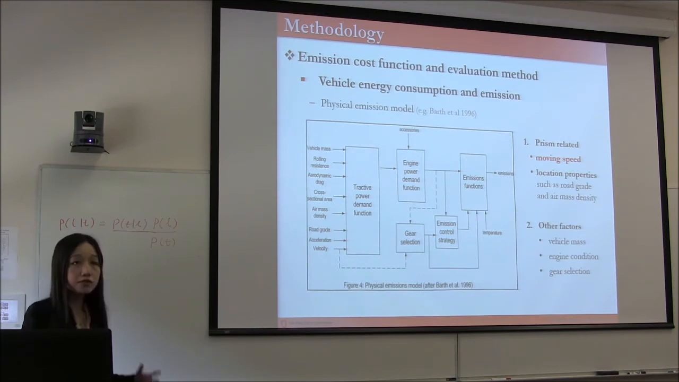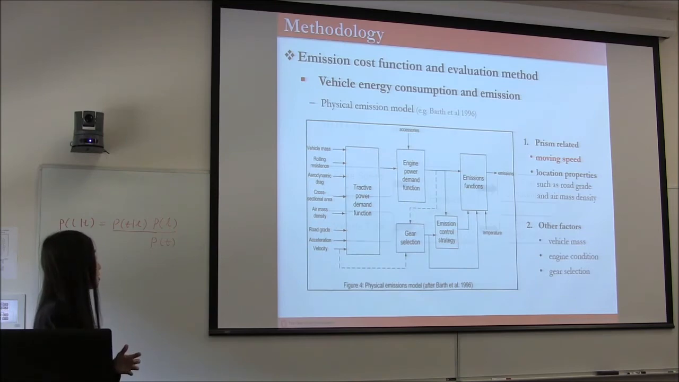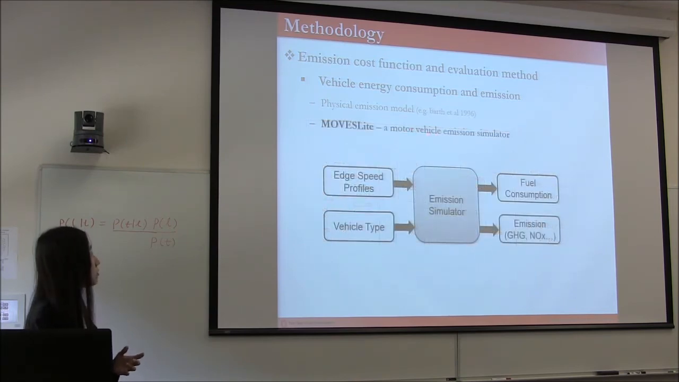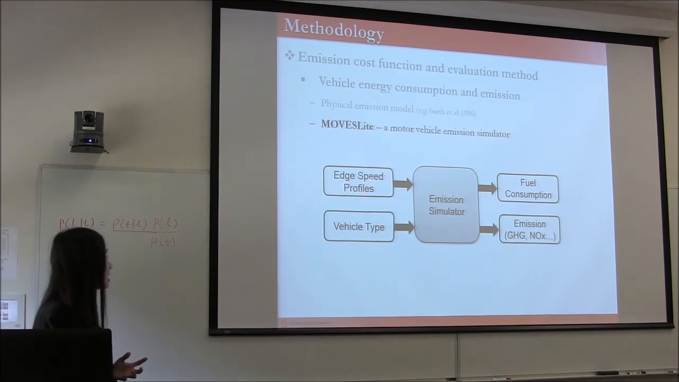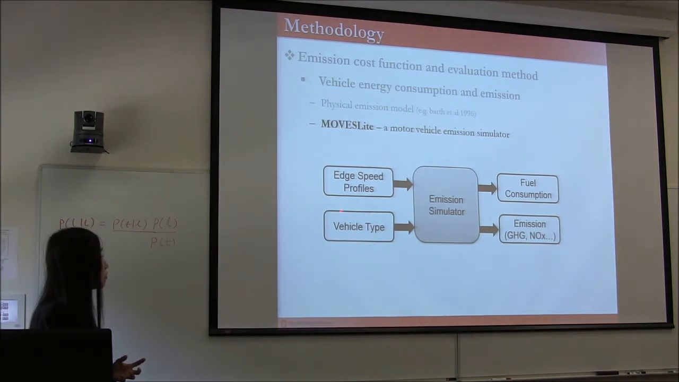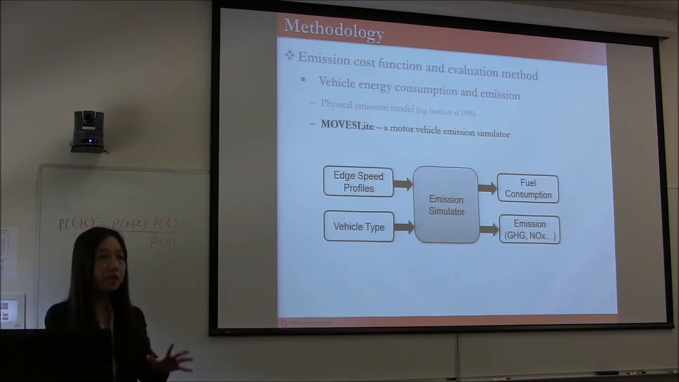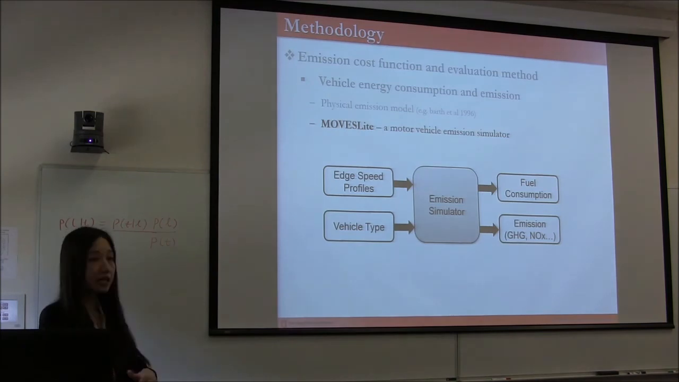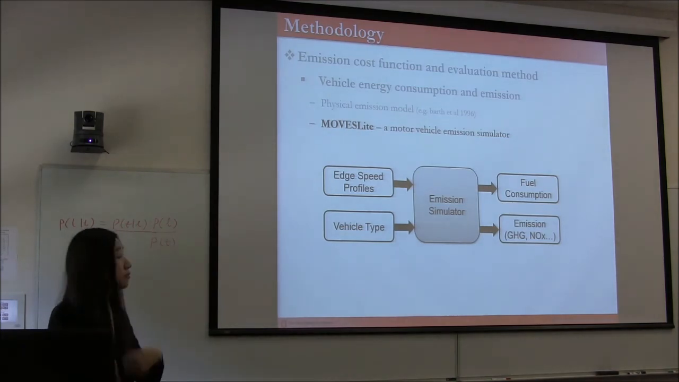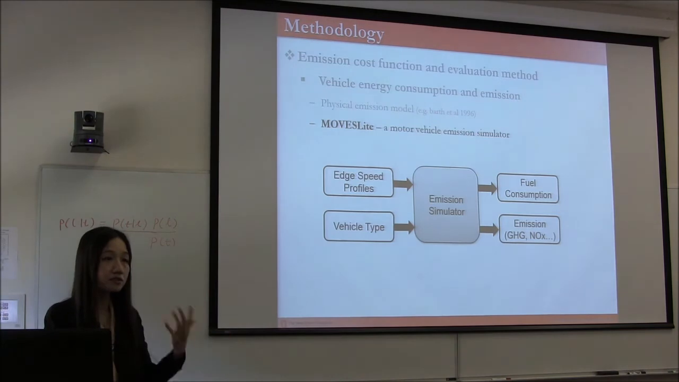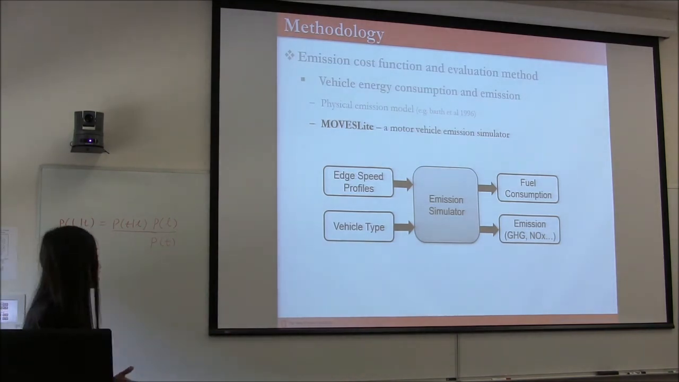So what we try to focus on is the vehicle-specific emission. What I mean is, we're going to apply a motor vehicle emission simulator. The input here is the edge speed profile. What is the speed distribution of the edge? And then we are going to look at just one vehicle type. Say, okay, this is the two-door sedan I'm looking at, and given that we can have the engine type and vehicle mass and parameters that are not relevant to the prism.